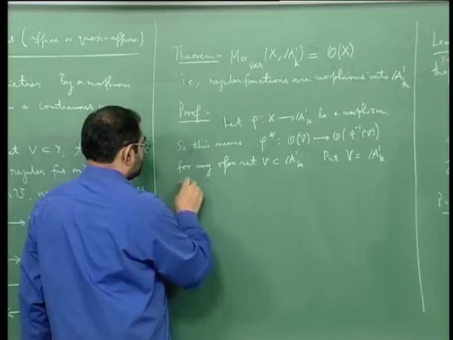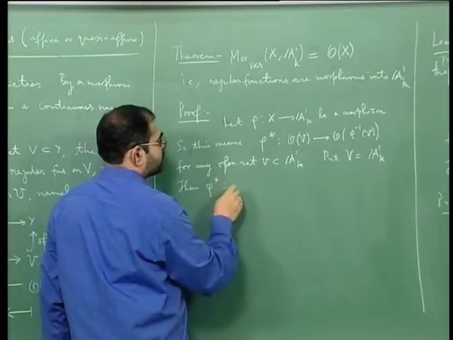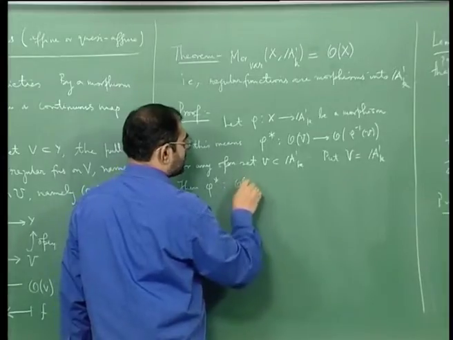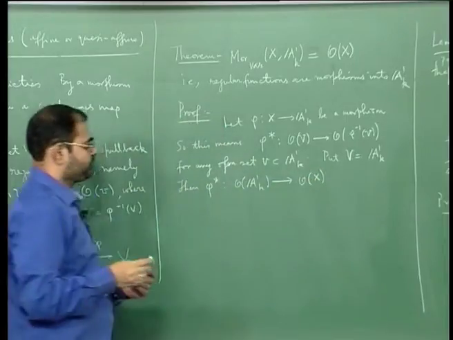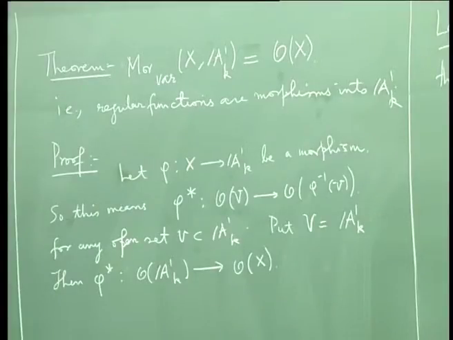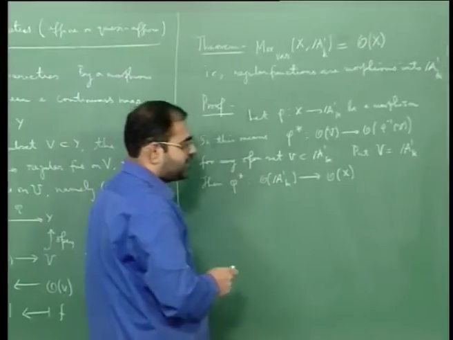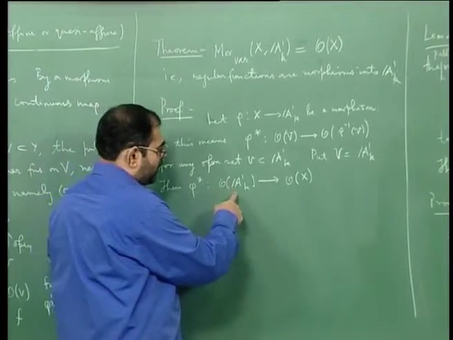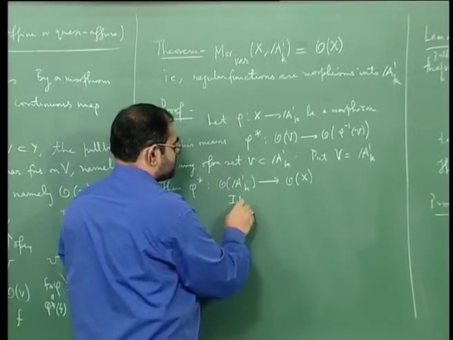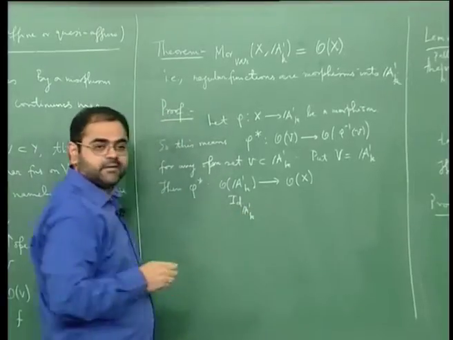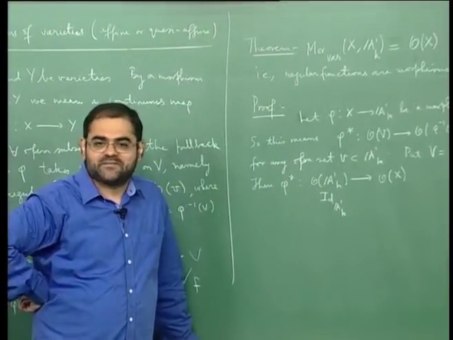Then you get phi upper star will go from O of A1 to O of X, because phi inverse of A1 is X. The inverse image of the target space under any map is the whole source space. I will get this. And then we will use the fact that in O of A1, I have the identity map. The identity map on A1 is a regular function on A1.